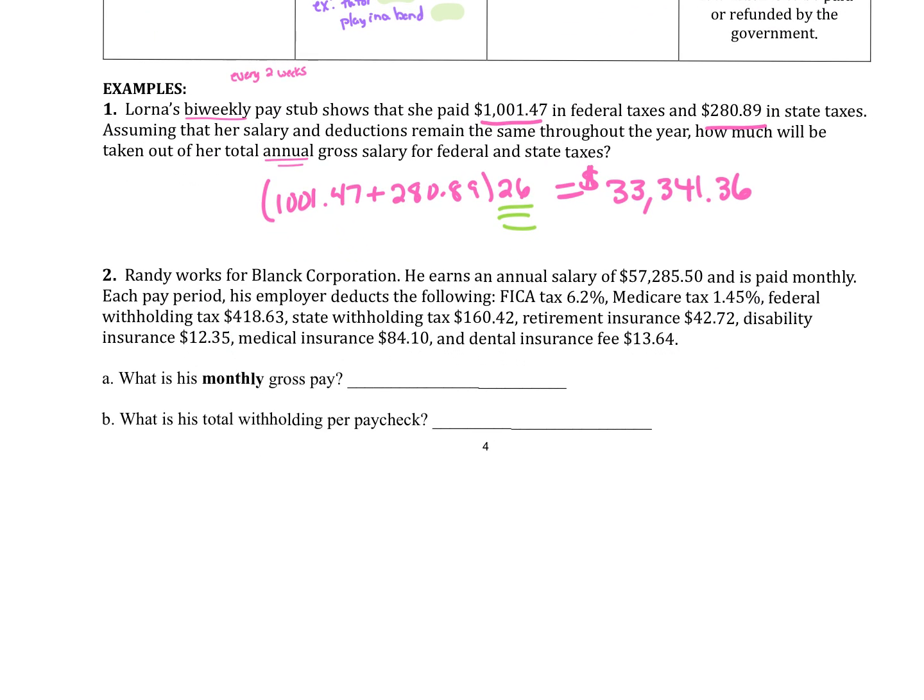Okay, Randy works for a corporation, earns an annual salary of this amount, and is paid monthly. Each pay period, there's the 6.2% for FICA, Social Security, Medicare, federal withholding, state withholding, retirement, and disability. So there are all of those deductions getting taken from the paycheck. So what's the monthly gross pay?